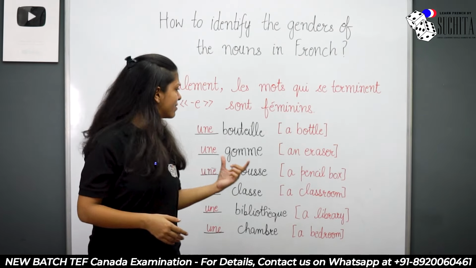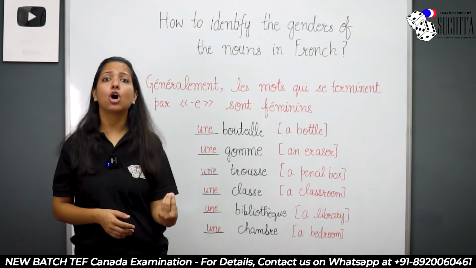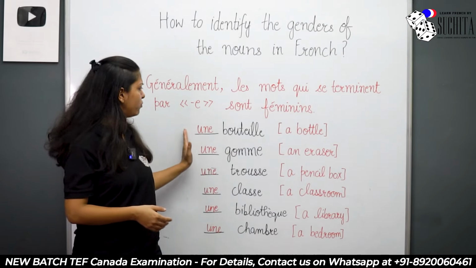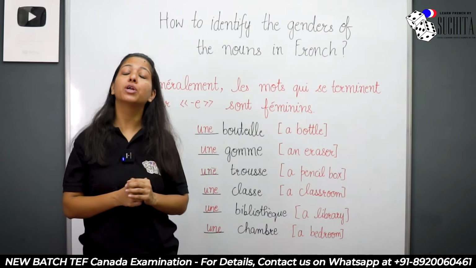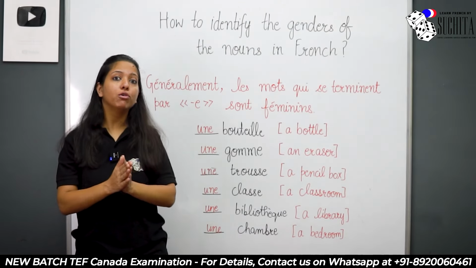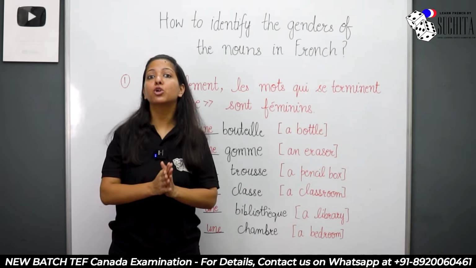Now, how am I putting this, un or une? These are basically the indefinite articles. I have put the indefinite articles. If you want, you can also put the definite articles. That's your choice, whether you want to put un, une, de, or whether you want to put le, la, le.